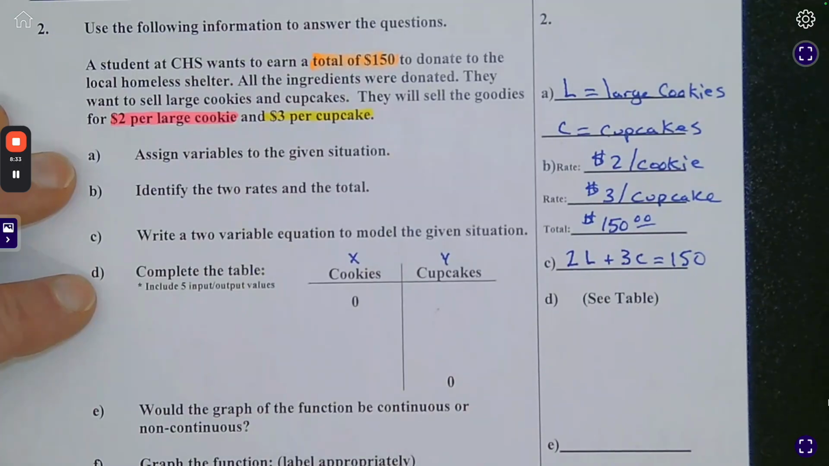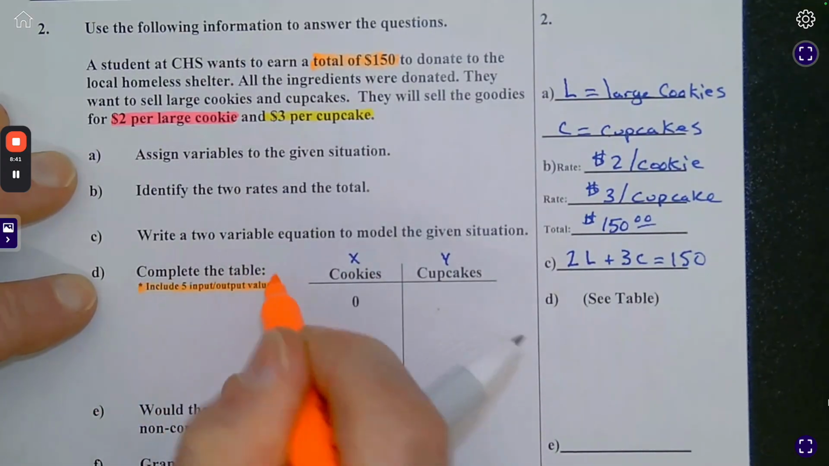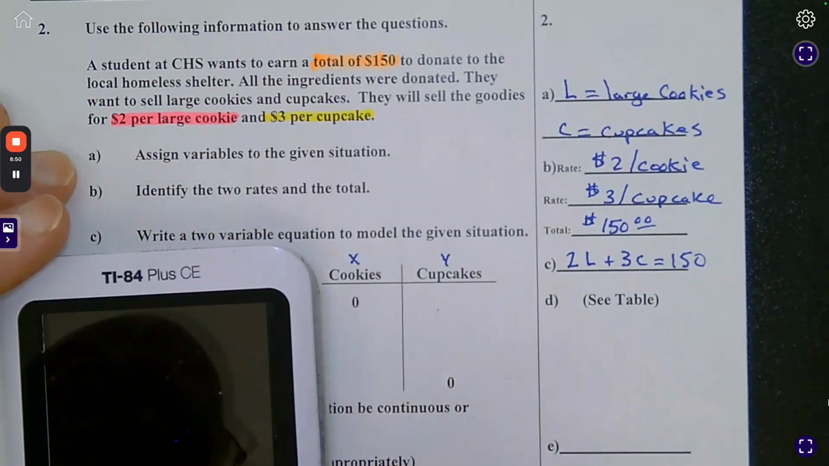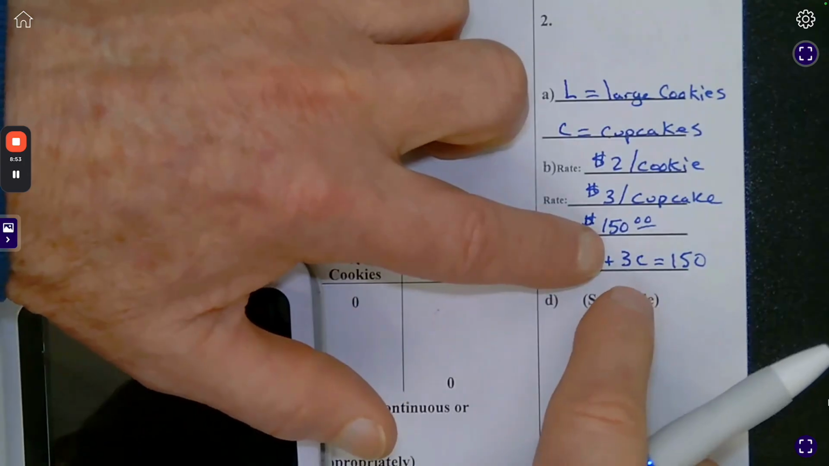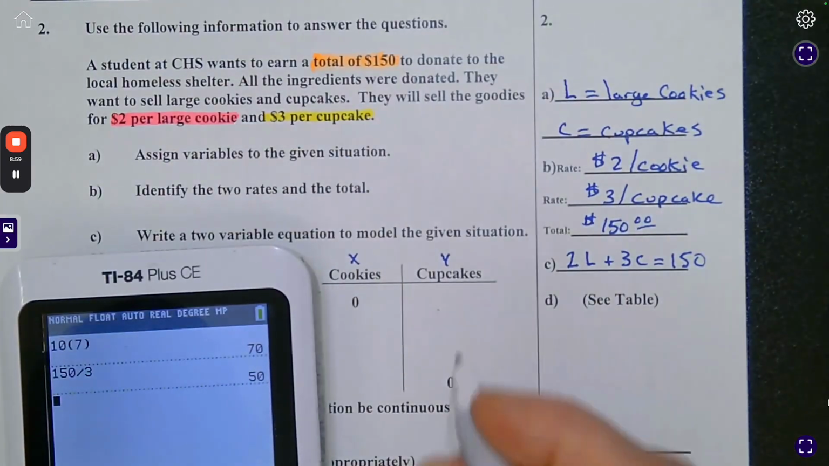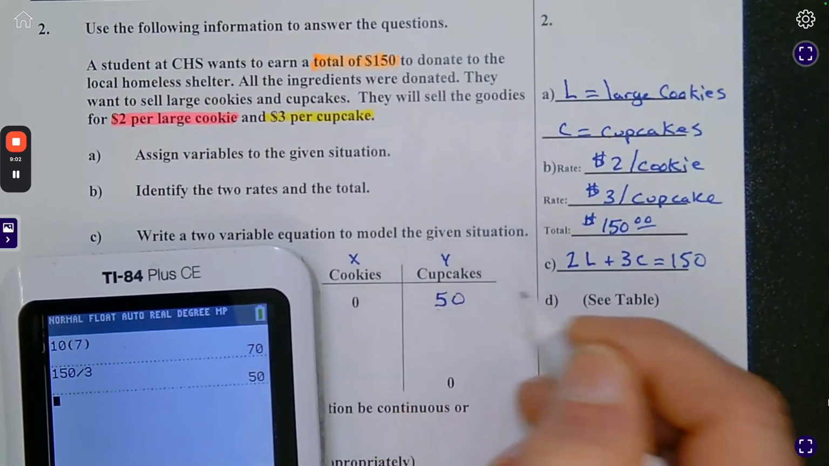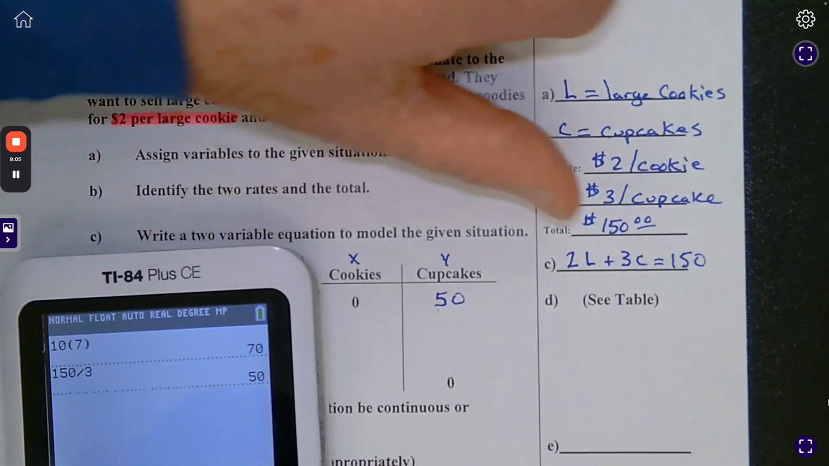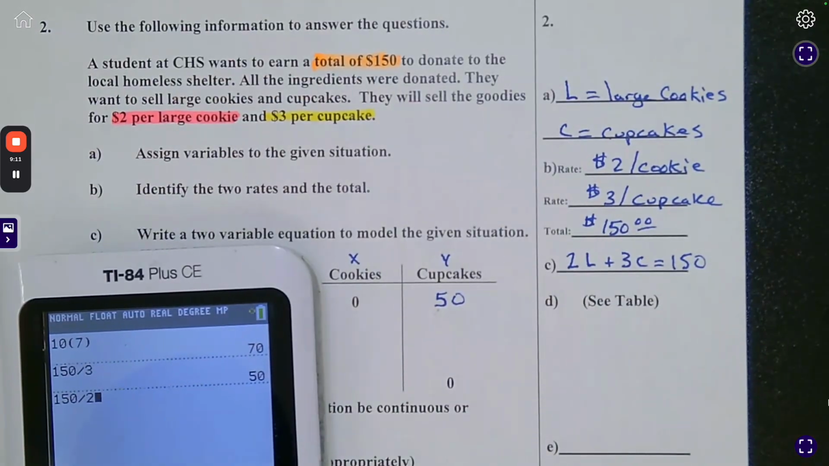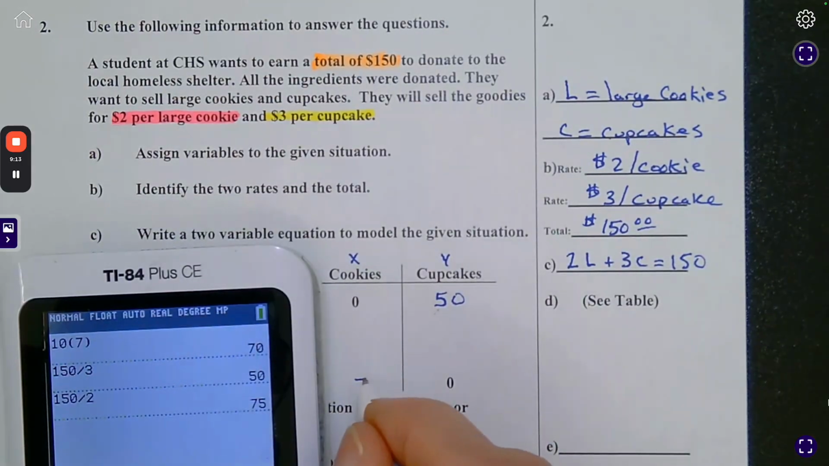And this will give us all the possible combinations. We're going to include 5 inputs and 5 outputs. That's what it's asking us to do. So 0, I'm going to find these values first. So if I have 0 cookies sold, then that means this goes to 0, and I just divide 150 by 3. That gives me 50. So if 0 cookies were sold, 50 cupcakes were sold. Now, if 0 cupcakes were sold, then I take 150 divided by 2, and that'll give me the total number of large cookies sold, 75.